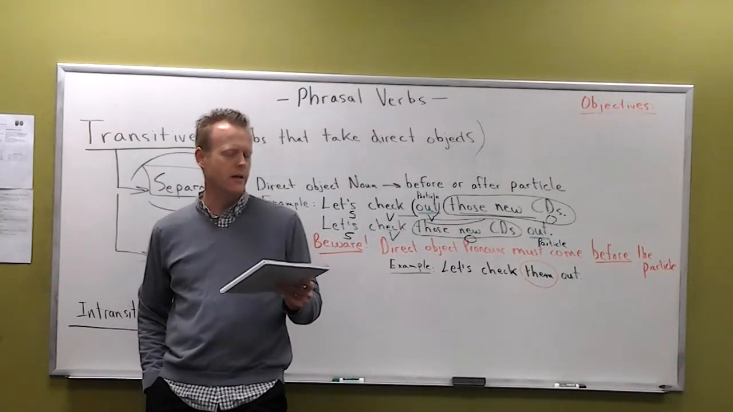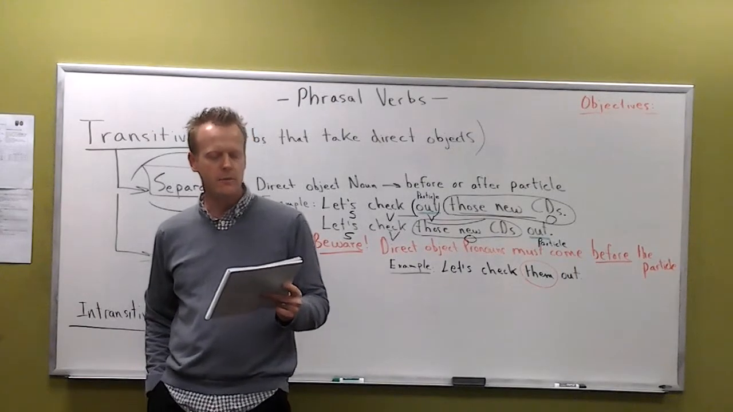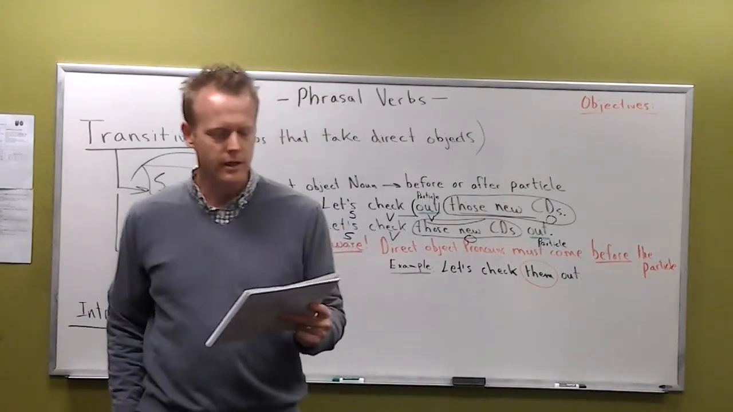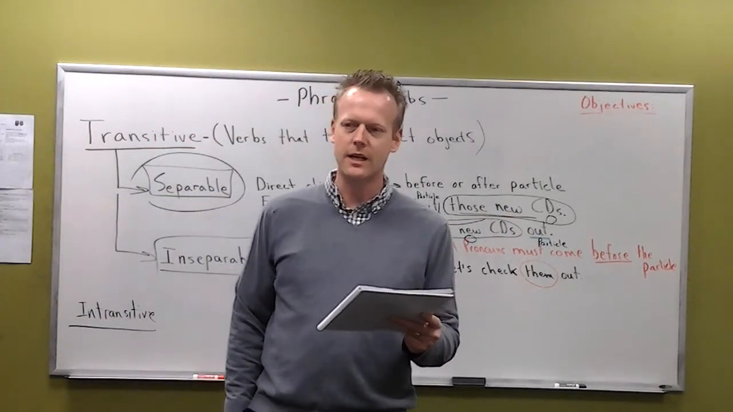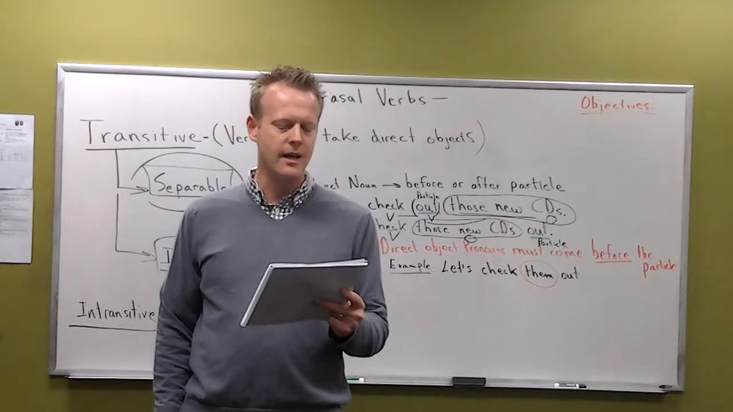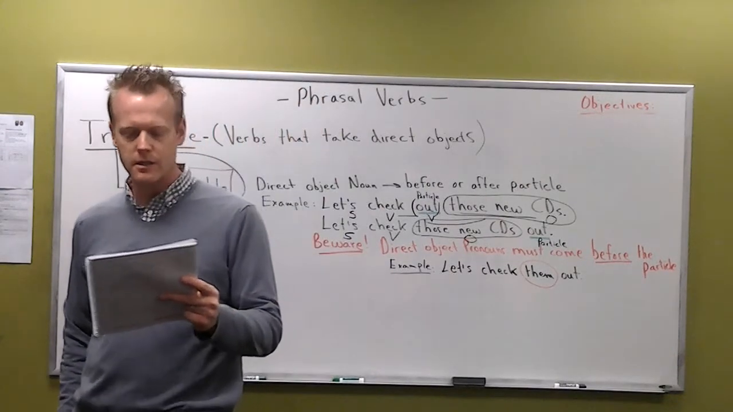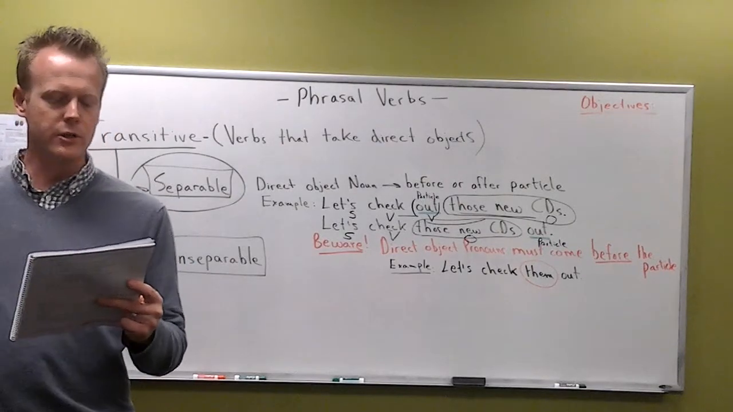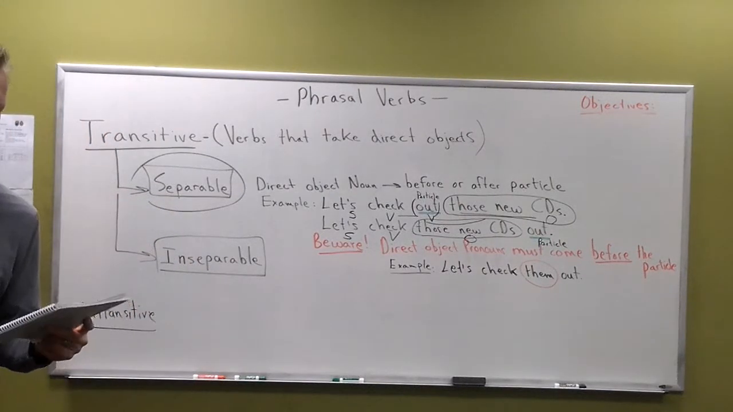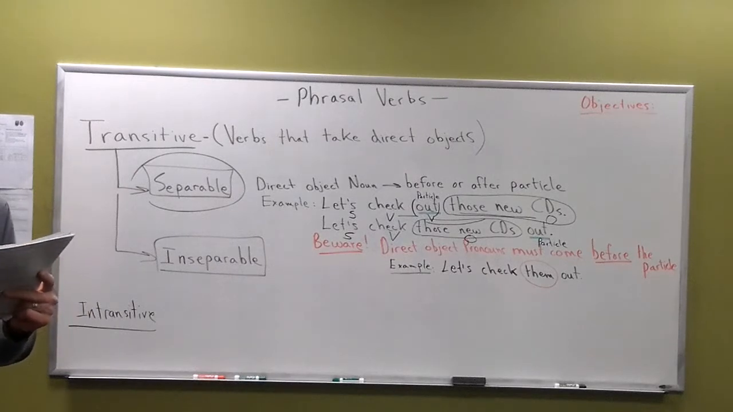Let's try it. Those kinds of companies cater to younger customers. Again, it's saying they're inseparable. You can't divide it up. You can't say those kinds of companies cater younger customers to. Now, what if we tried to change younger customers to a pronoun? Those kinds of companies cater them to. Cater. You can't do it. No.